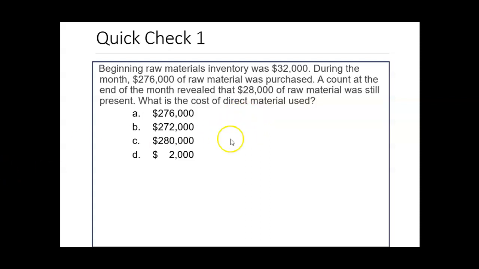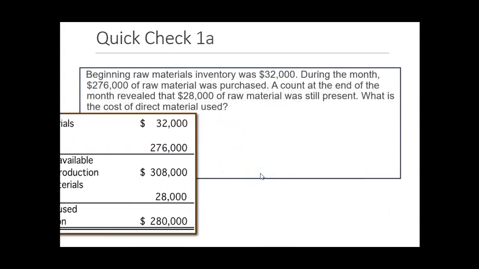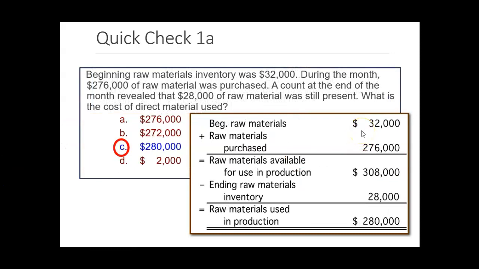So to solve this problem, we're going to take our beginning inventory, add in the amount purchased, meaning the amount available was a total of $308,000. At the end, we have $20,000 worth of material that is still remaining.